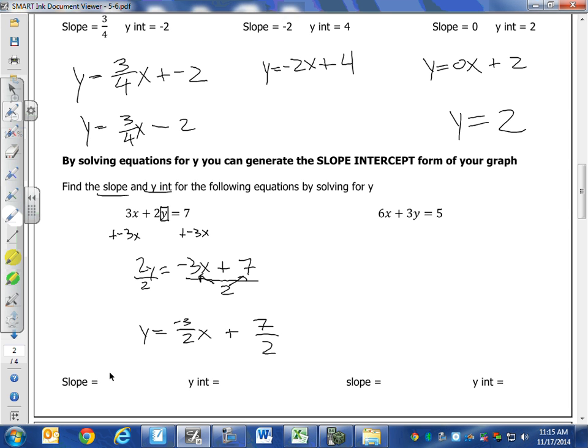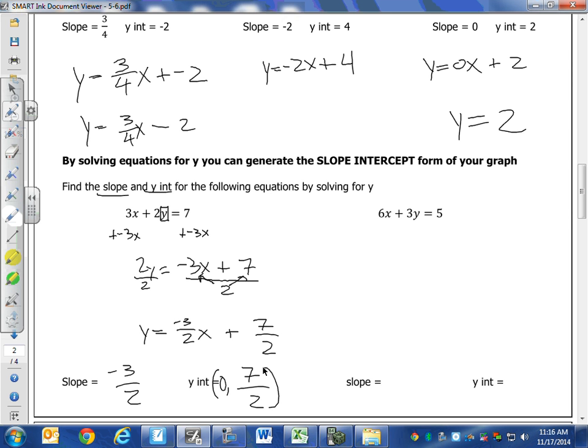Now, by just looking at the equation, Mr. Bladen, you're going to tell me what the slope is and the y-intercept. What's the slope of this equation? Yep. What's the y-intercept? So simple. But we got to get there, and we got to get there correctly. Now, of course, that would be the point 0, comma 7 over 2.